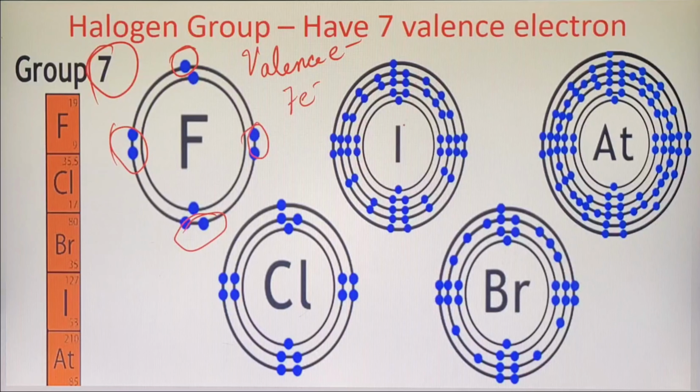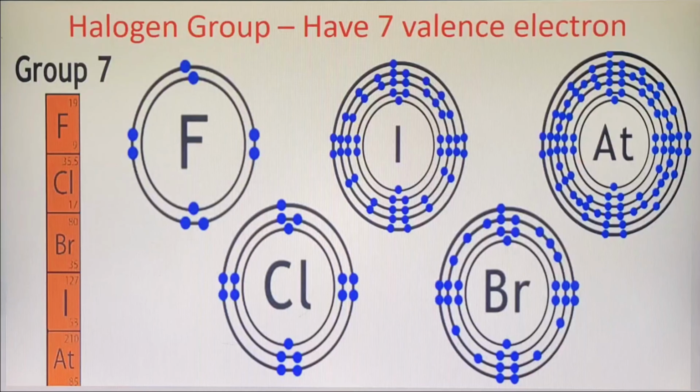Clear? For example, let us look at chlorine. 1, 2, 3, 4, 5, 6, 7. So all the elements in the same group will have 7 electrons. Can you tell me iodine will have how many? 7. Bromine will have how many outermost electrons? 7. Astatine also has 7 electrons in its outermost shell.